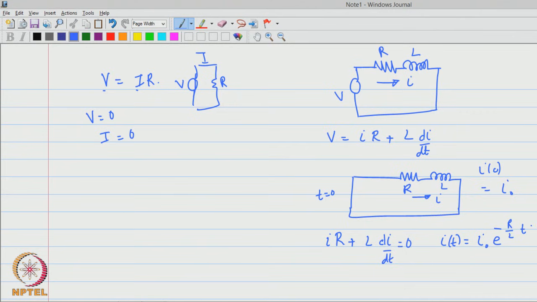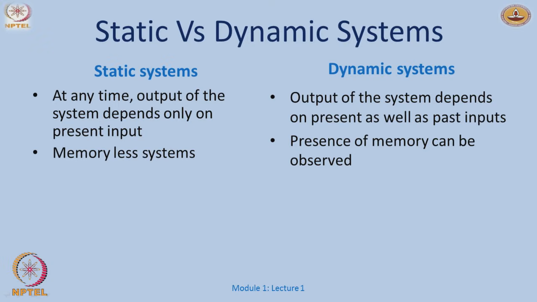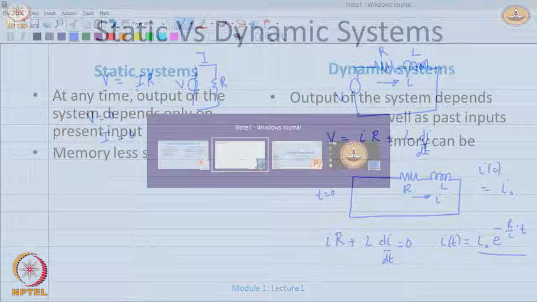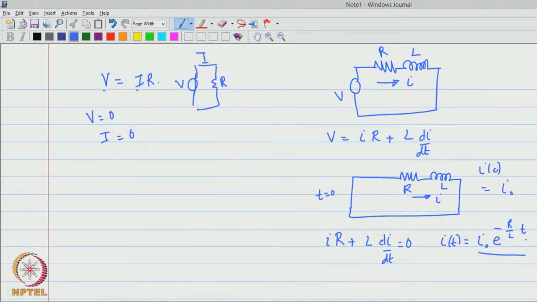So, what you see is that as soon as V goes to 0, I follows a certain pattern, it does not go to 0 immediately. It will take some time to go to 0 depending on what the value of R and L are, and these are usually referred to as the time constants of the system. So, this is how we classify between what are called static and dynamic systems, and the reason we say memory is that they store some energy and remember something, and that they do not instantaneously go to 0.